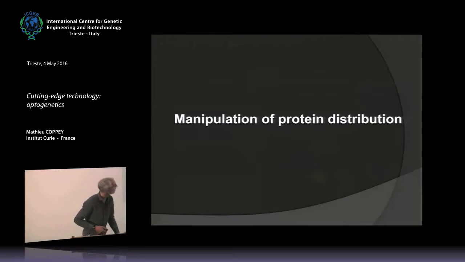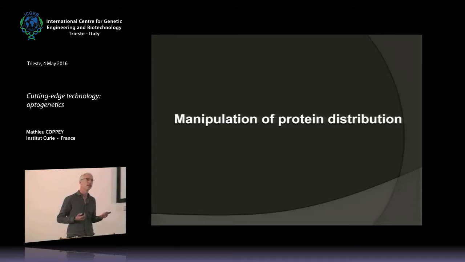So I will now comment on something that we worked quite a lot on. Based on these two proteins that form dimers, the idea was to use this system to manipulate the distribution of protein in the cell. So now I will describe it in a bit more detail, and that will let you understand the biophysics of how these optogenetic systems work.